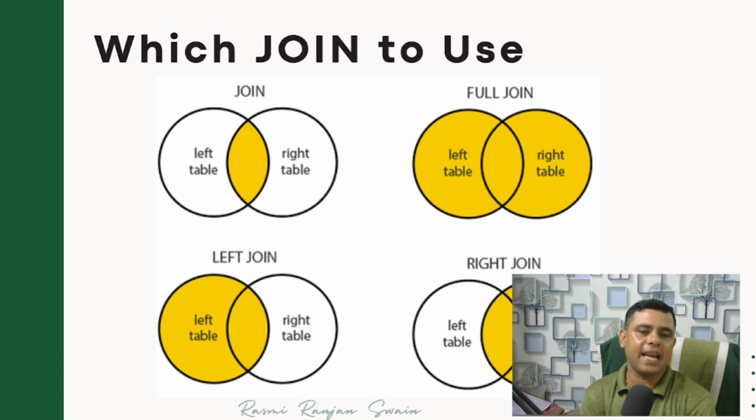Here is the Venn diagram I have given, and through the Venn diagram it will be clearly visible. If we use the inner join, it will extract only the common data from the left table and the right table. With the left join, it will extract all the data from the left table and the matching data from the right table. With the right join, it will extract all the data from the right table and the matching data from the left table. And with the full join, it will combine both and extract the data.